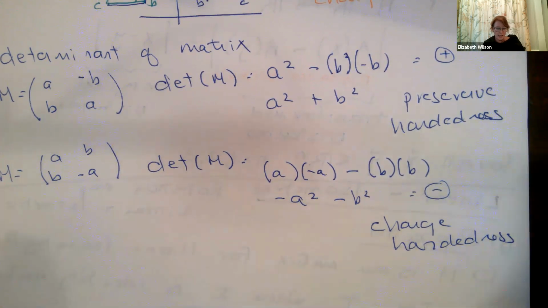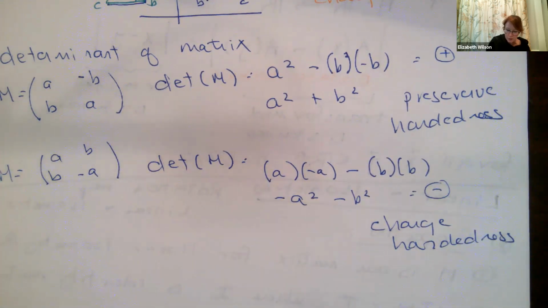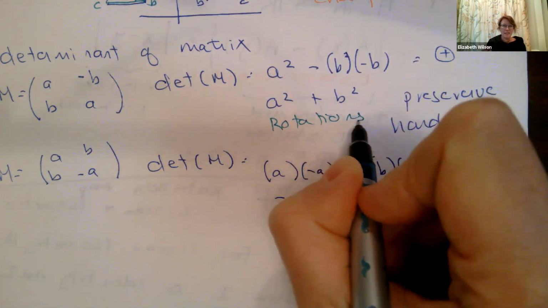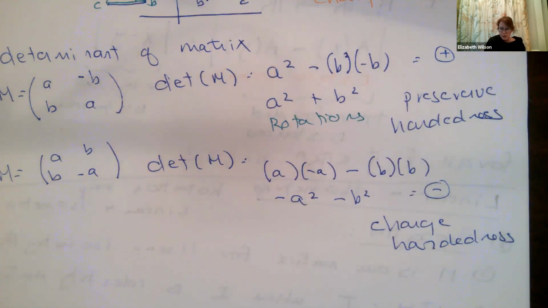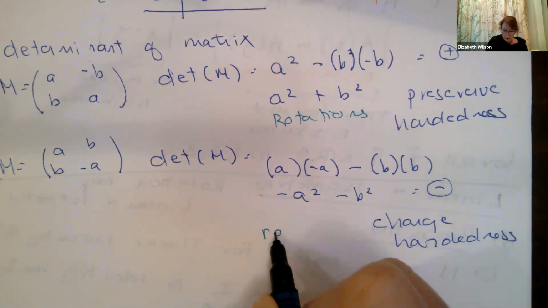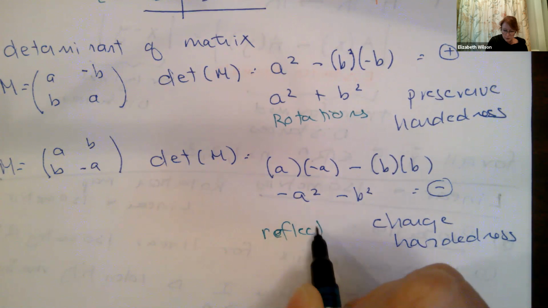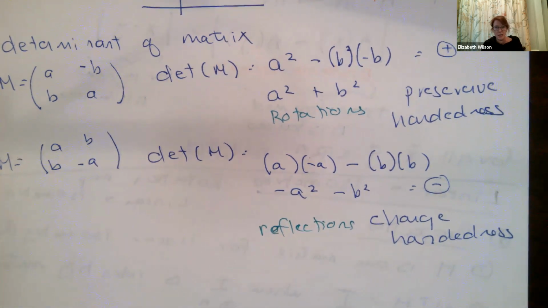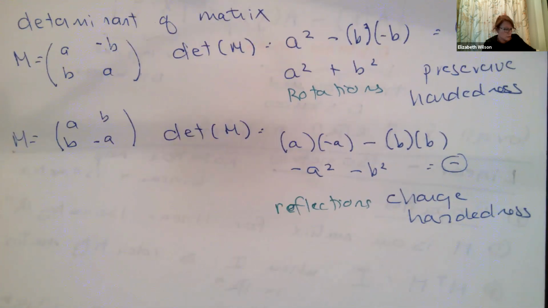Preserving our handedness happens in things like rotations. It doesn't change the orientation. Things where our handedness gets changed happen in reflections. So reflections are going to change our handedness. It's an important concept that we need to think about. So let's take a look at my examples, example 11 and example 12.